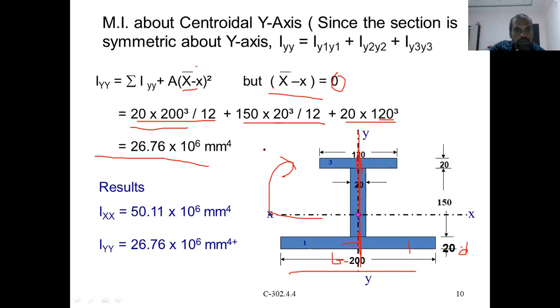Next, IXX. So we have to apply the parallel axis theorem. Calculate the moment of inertia using the parallel axis theorem. Like this you have to calculate the moment of inertia of the unsymmetrical I section.